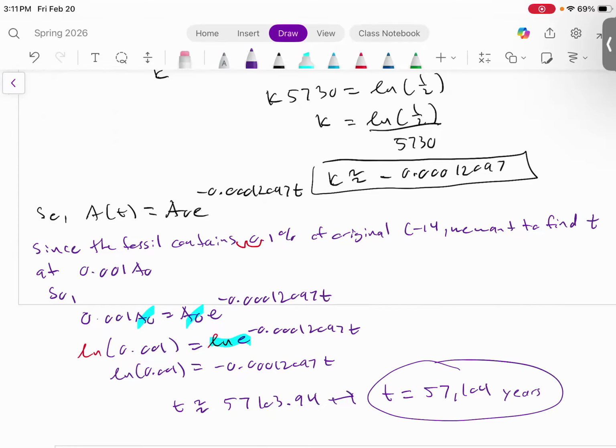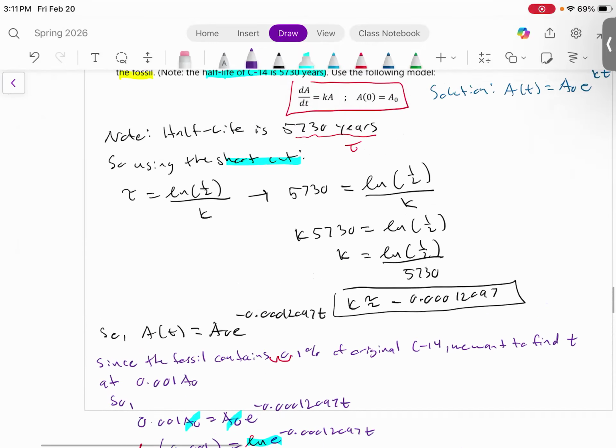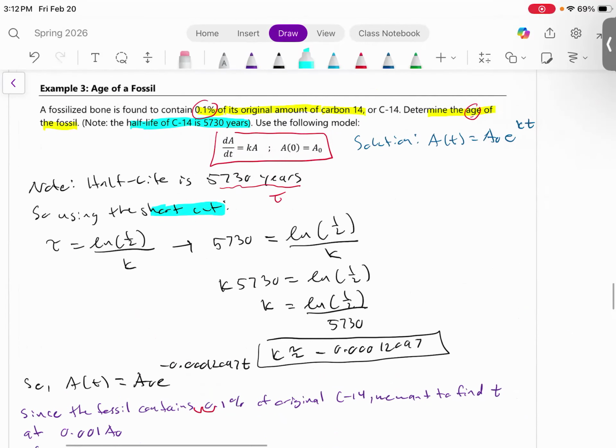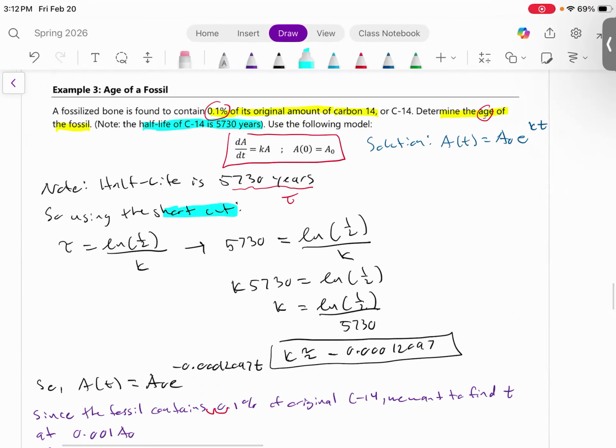So that's how you would do one of these problems, another decay problem, but in this situation, we were given the half-life already, and we used a shortcut to find our answer. So that's it for this problem, another decay problem.